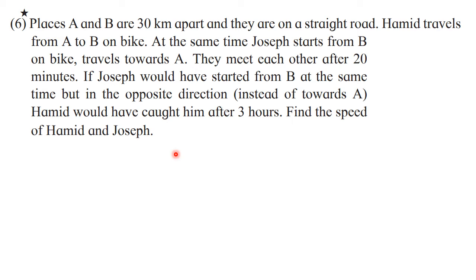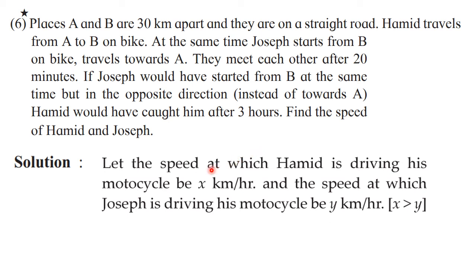So what is our first statement? Let the speed at which Hamid is driving his motorcycle be x kilometers per hour. Okay, be specific, write down the unit. And the speed at which Joseph is driving his motorcycle be y kilometers per hour.